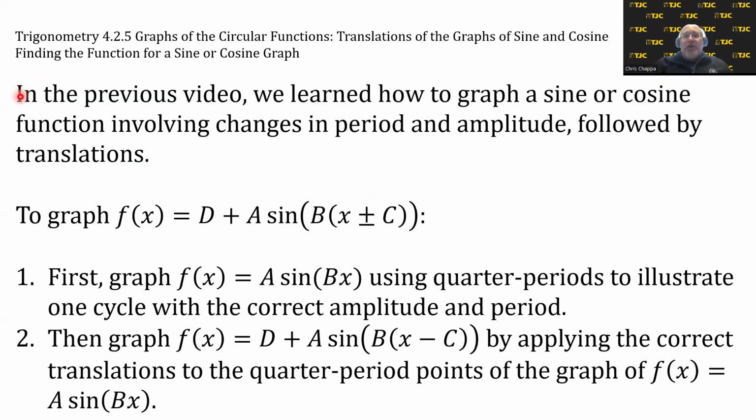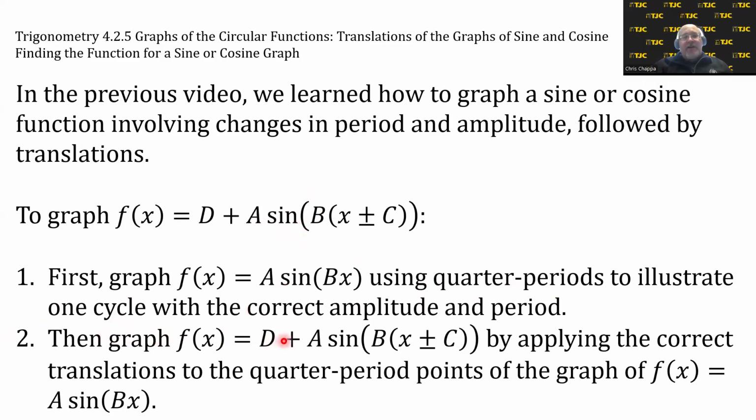In the previous video, we learned how to graph a sine or cosine function involving changes in period and amplitude, followed by translations. To graph f of x equals d plus a times sine of b times the quantity x plus or minus c, we did the following. First, we graph f of x equals a times sine of bx, using quarter periods to illustrate one cycle with the correct amplitude and period. So in other words, we just graph the function with the two multiplied values, a and b.